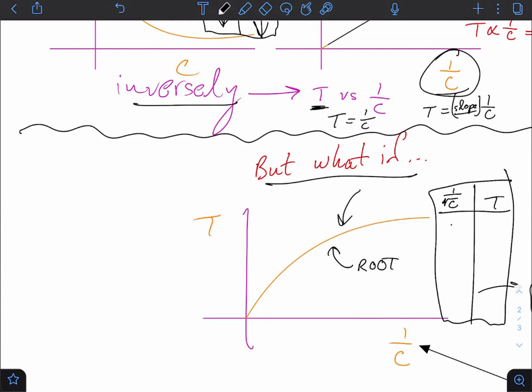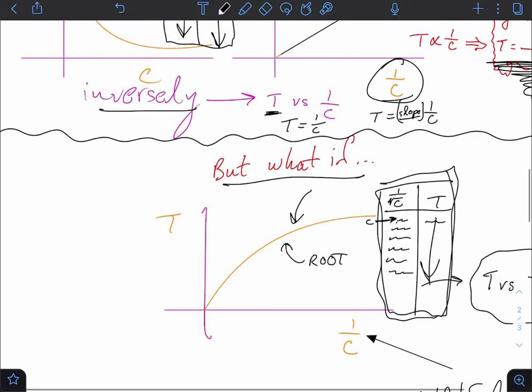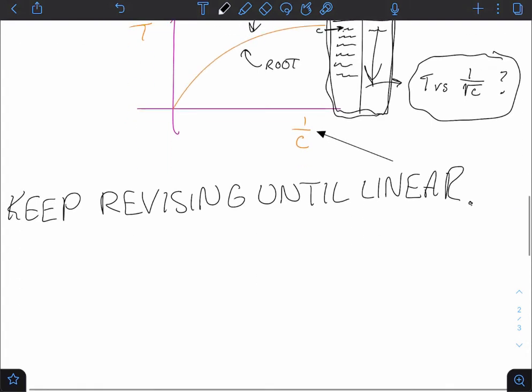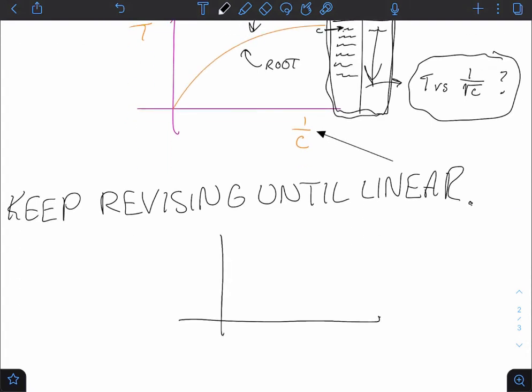So I'm going to calculate 1 over root c for all of my values and re-enter my periods for each color. So whatever your color was, 1 over root c, and I'm going to regraph this data. And hopefully that will give you a linear relationship, 1 over root c.